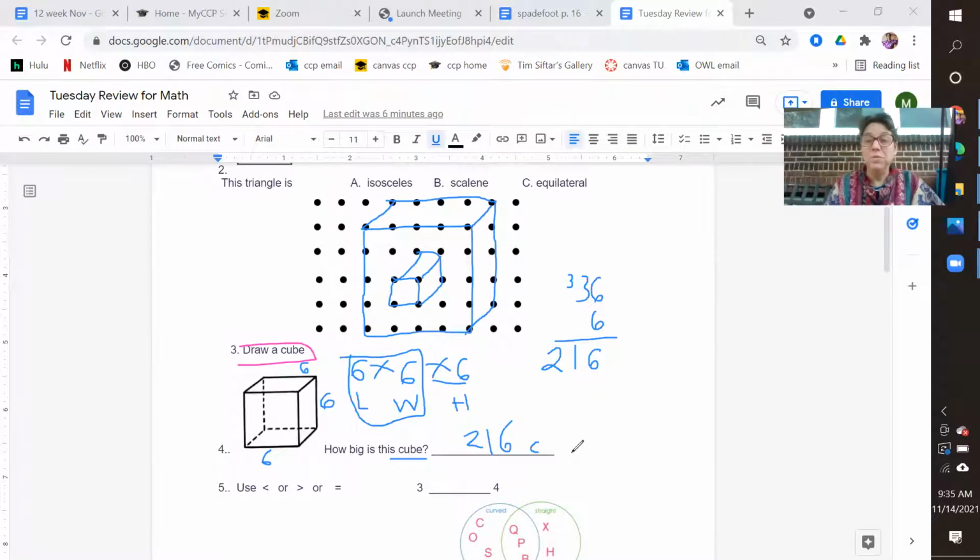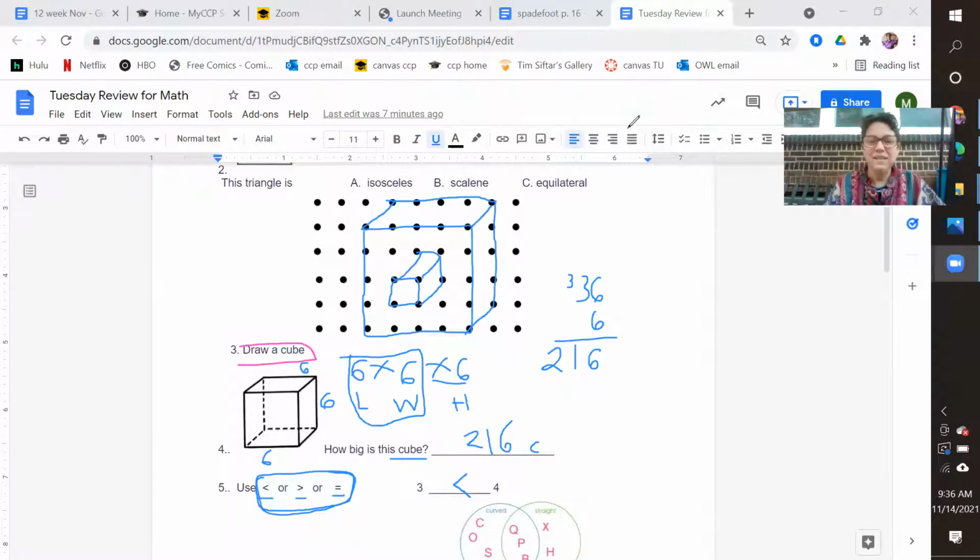Number 5, I really hope you know this by now, but it's not too late if you don't. Use less than or greater than or equals. Super basic, super important to understand these things. We use them all the time. Okay, so what do we have? 3 and 4. So we have to use one of these. So I have to choose which one is correct. Which one's bigger, 3 or 4? 4 is bigger, so I put the big side next to the 4.